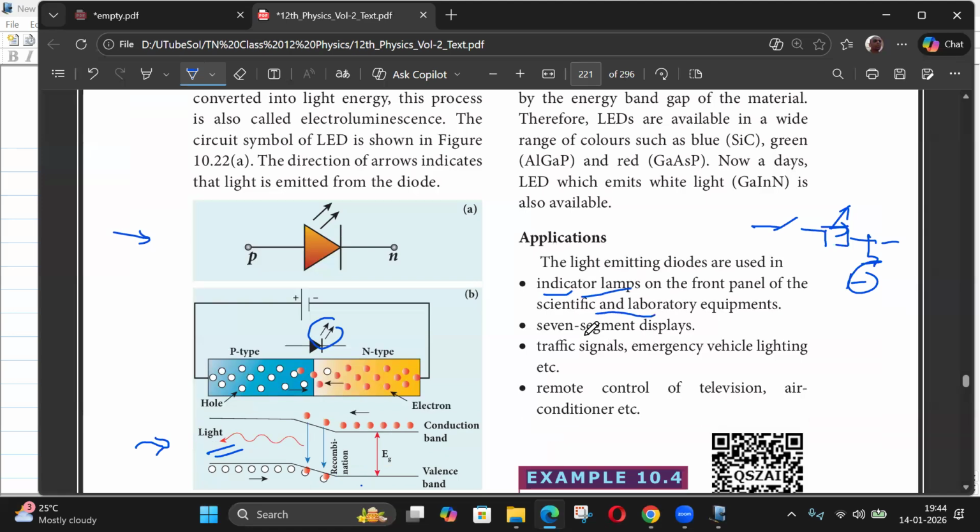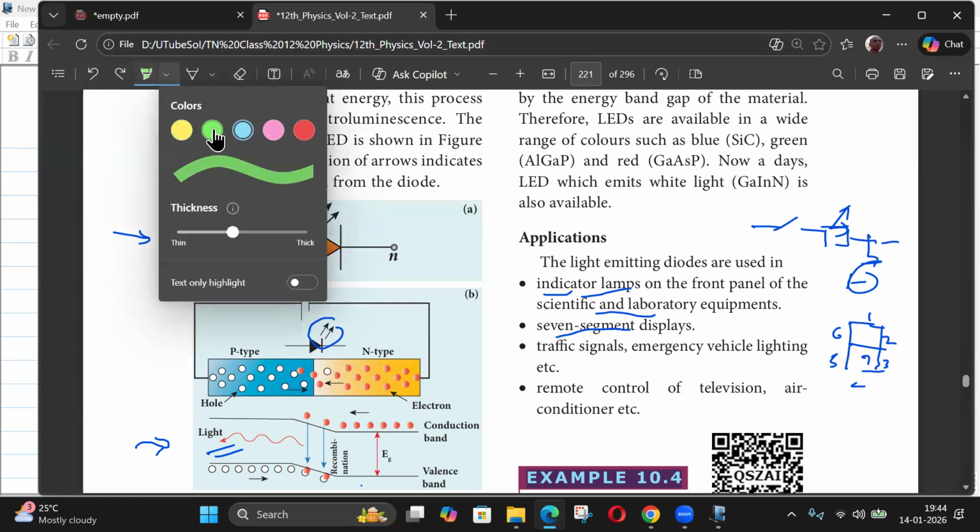Even in household equipment. 7-segment display for calculators and all, even for display boards. All numbers you can generate by these 7 segments. This is 1, 2, 3, 4, 5, 6, and 7. One here, two here, two here, and one in the middle. So 7 segments. So number 1 you can get like this. This is number 1. And number 2 is like this. So all numbers you can generate from here. That you can figure out, right?